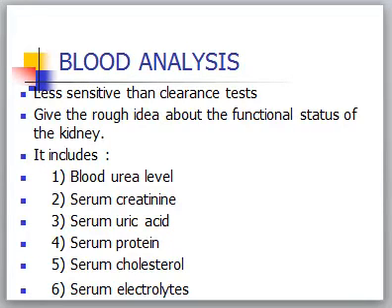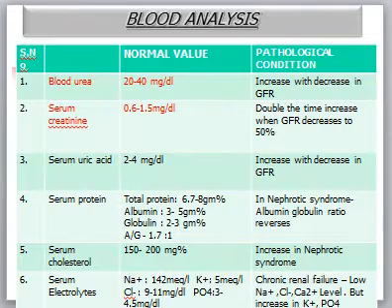Okay, and now we are going to check the normal values. We saw them already for the urine, and similarly we are going to see them for the blood analysis also. Blood urea has a normal value of 20 to 40 milligram per deciliter. It is increased with a decrease in the GFR, which comes under the pathological condition. Serum creatinine is 0.6 to 1.5 milligram per deciliter, and it doubles when GFR decreases to 50%. Serum uric acid is 2 to 4 milligram per deciliter and increases with a decrease in the GFR.